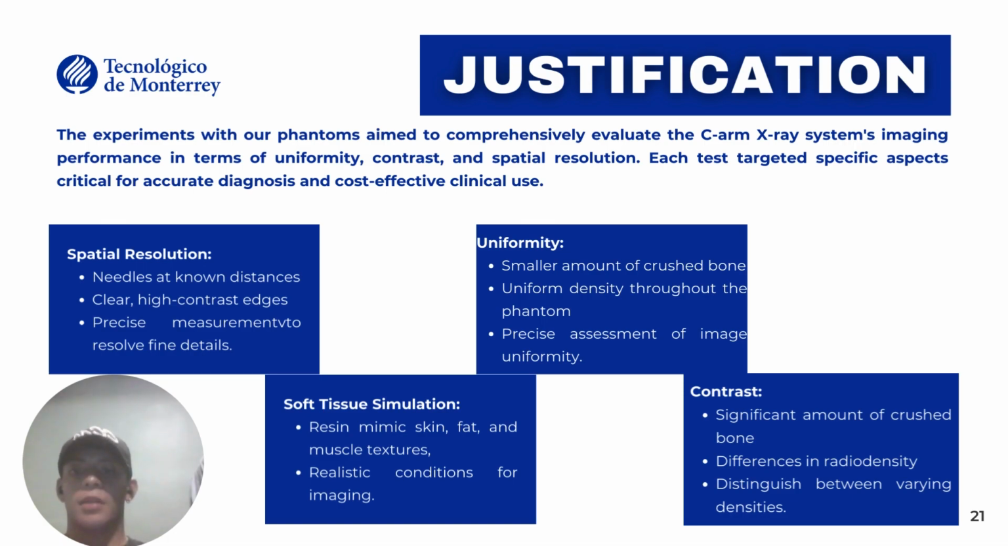For the first part, the spatial resolution of an imaging system is defined as the ability to distinguish fine details in an image. It is expressed as the minimum size of two objects that can be distinguished from each other. In the soft tissue simulation, we used resin because it was our reference for male skin, fat, or muscle textures.